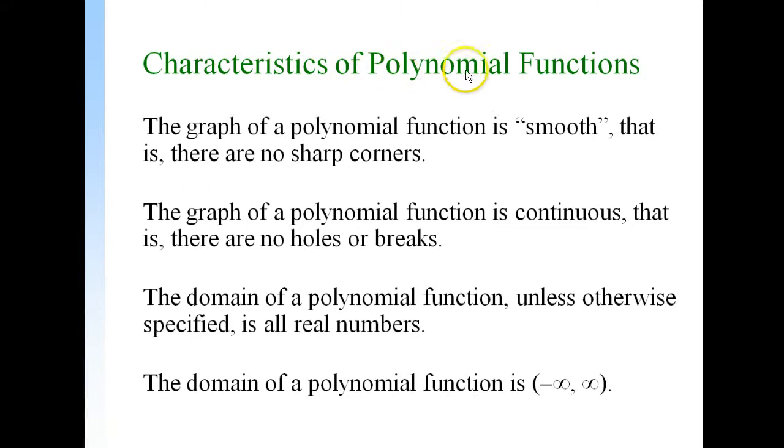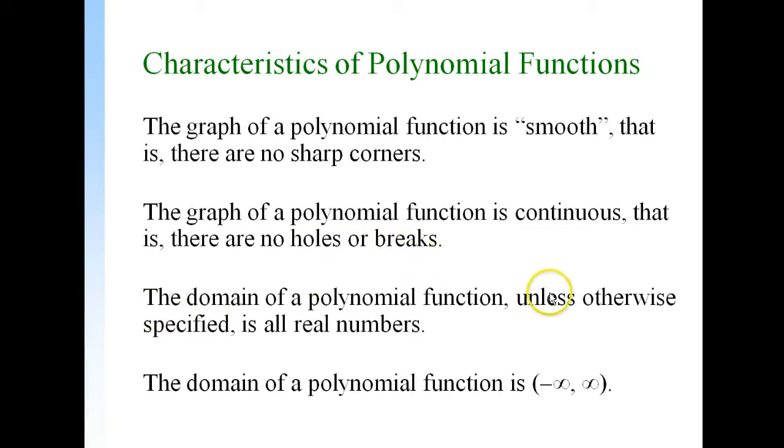Characteristics of polynomial functions. The graph of a polynomial function is smooth. That is, there are no sharp corners. So they're like curved lines if they're not straight. The graph of polynomial functions is continuous. That is, there are no holes or breaks in it.